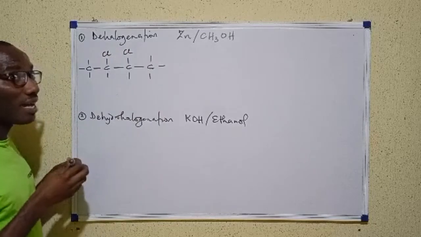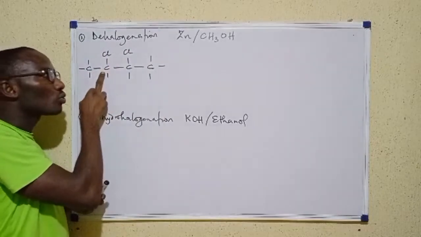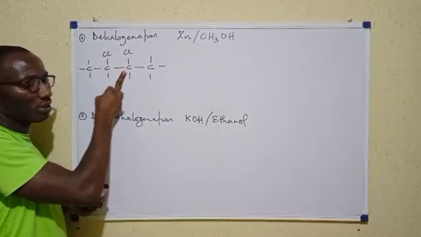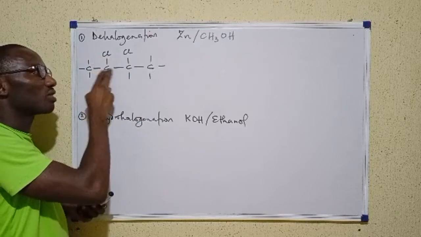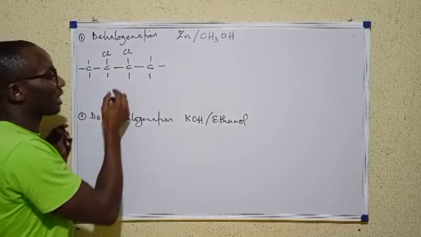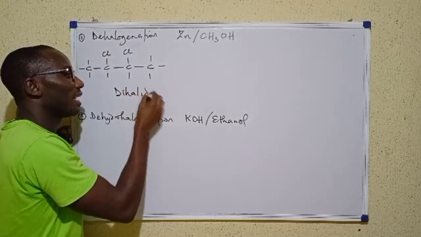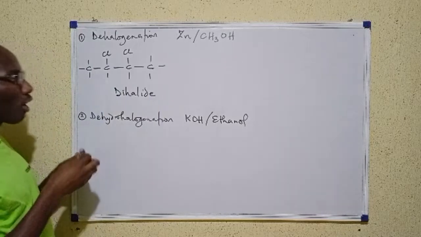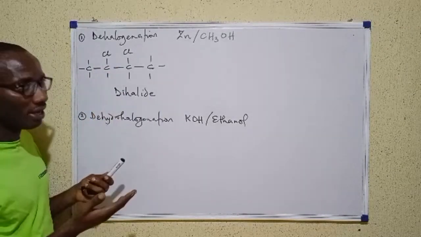This compound has two halogen atoms on two consecutive carbons. It doesn't just have two halogens, but the two halogens are on consecutive carbons. Now, because it has two halogens at all, it is referred to as a dihalide. So any compound like this with two halogens attached, we call it a dihalide.